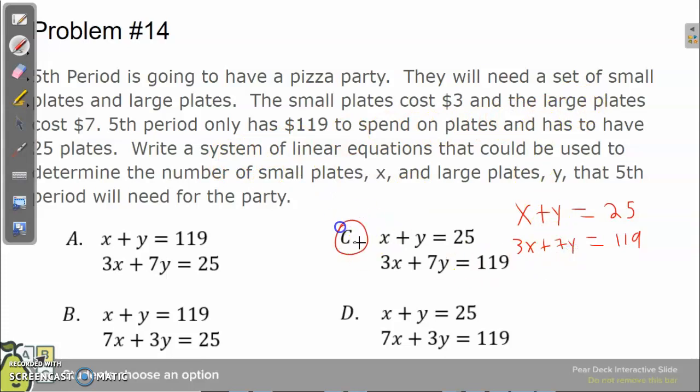Your answer is C. And now, last question, guys. Remember, the top linear equation is your description. The bottom one, the money. And you're done. Last one.